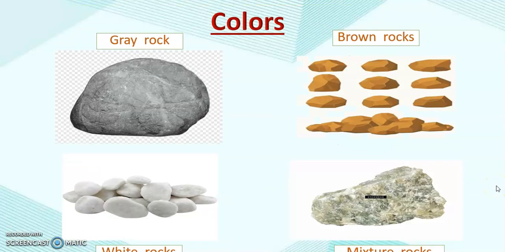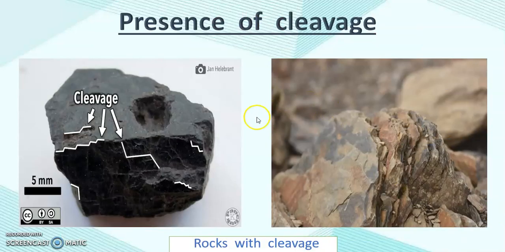So these are the colors of rocks. These are different colors of rocks. We have gray rocks, brown rocks, white rocks, and mixture rocks. Mixture means there's a color gray or black, there's a color white, there's a color brown and gray. So these are mixture rocks.